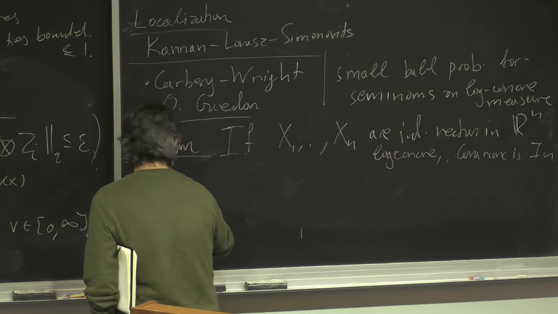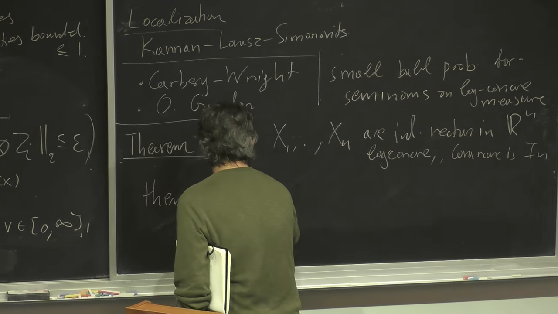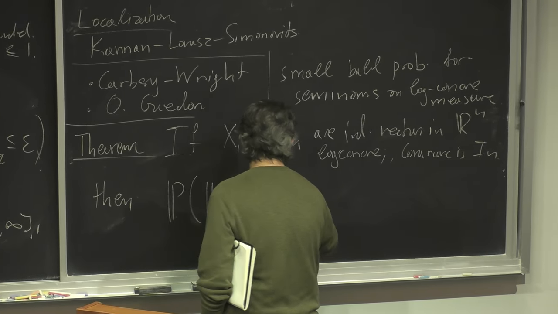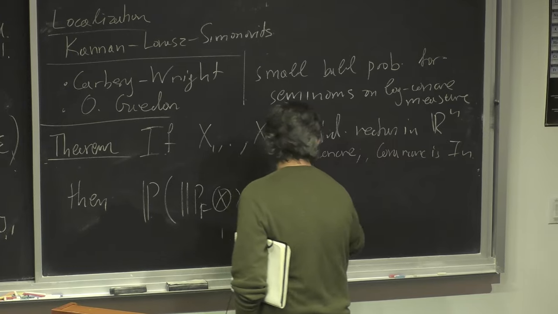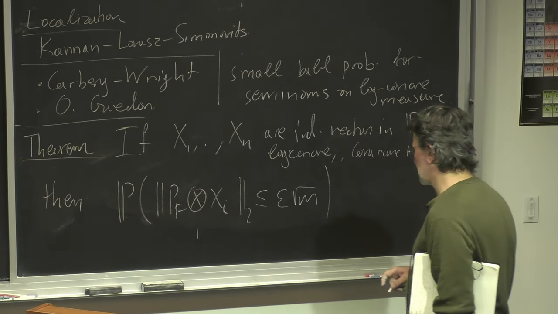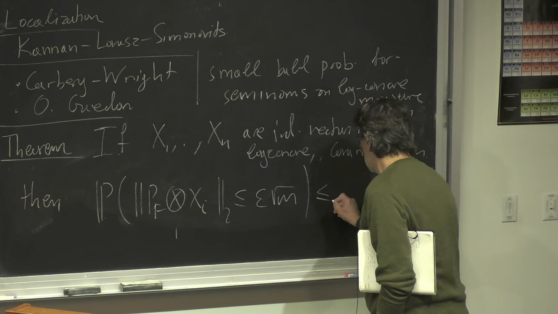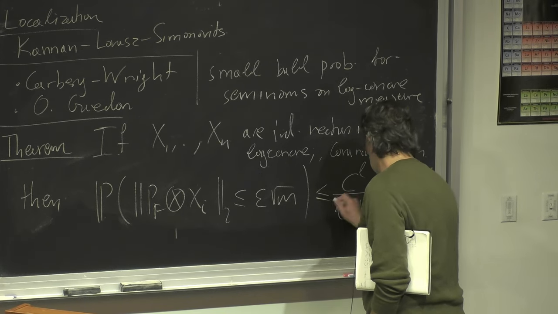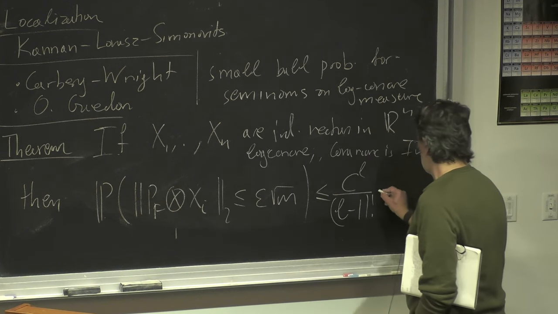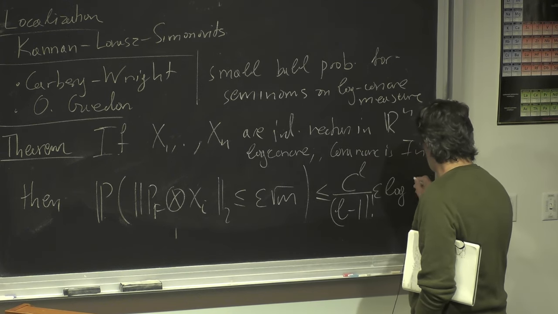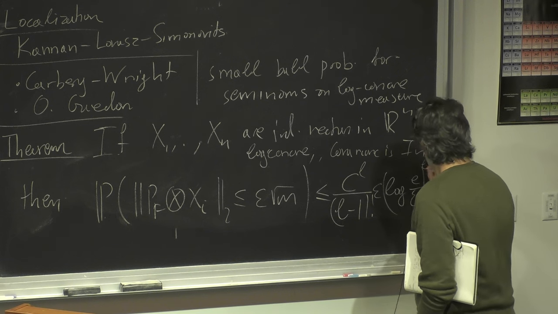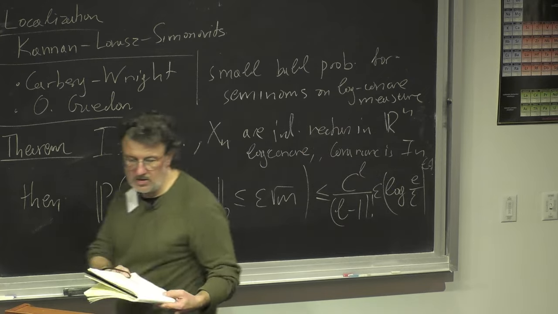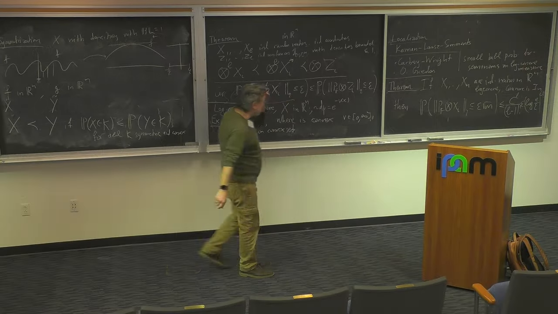Then the probability of the norm of P_F of the tensor of the Xi's to be less than epsilon square root of m. Square root of m is an expectation, so that's the right way. This is less than C over (l minus 1) factorial, and then there is an epsilon, and then there is a log(e over epsilon) to the l minus 1. So this is what we proved.